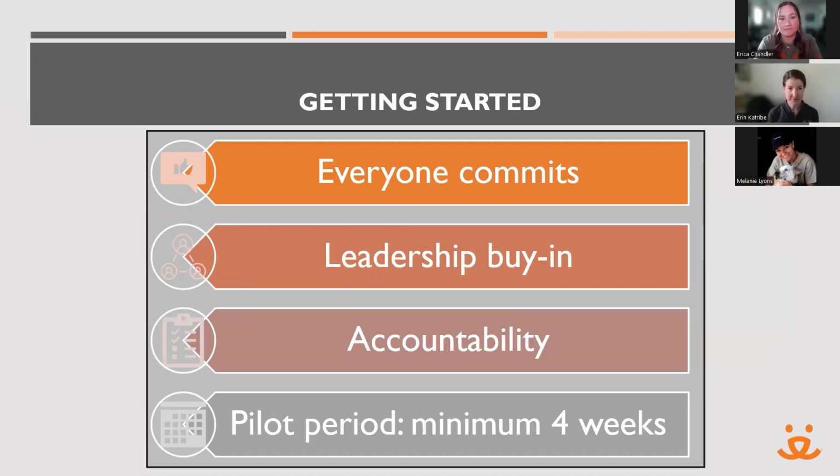Everyone has to commit. We need buy-in at all levels, including from leadership. We need accountability, both for the process itself, for showing up for this pilot period. We recommend a minimum of 4 weeks. Accountability for everybody who's involved to show up every day that they're supposed to. And some accountability once we start working through the action item list. And we'll talk about that in a little bit more detail.